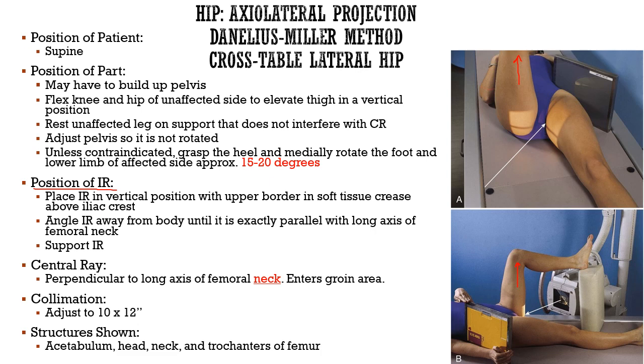We're going to center perpendicular to the long axis of the femoral neck, and so it's going to enter the groin area. We're going to adjust the beam collimation to 10 by 12, and we're going to see the acetabulum, the head, the neck, and the trochanters of the femur.